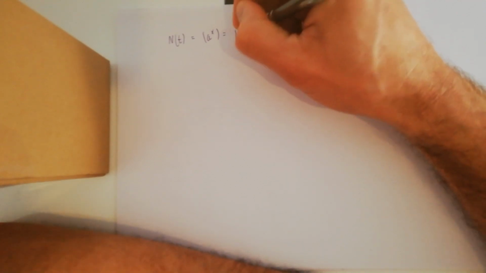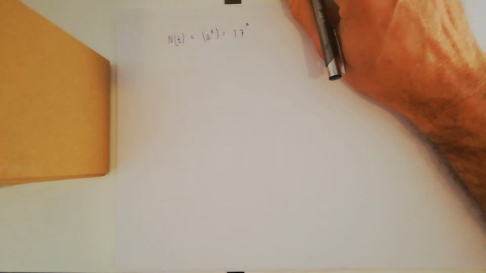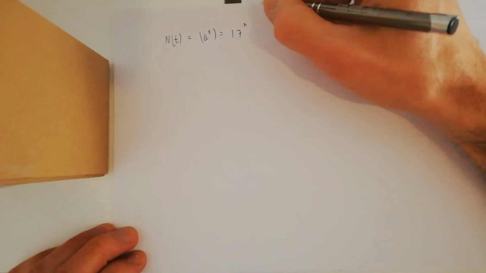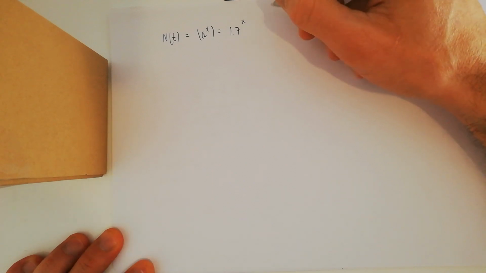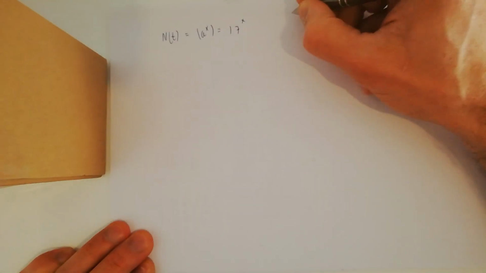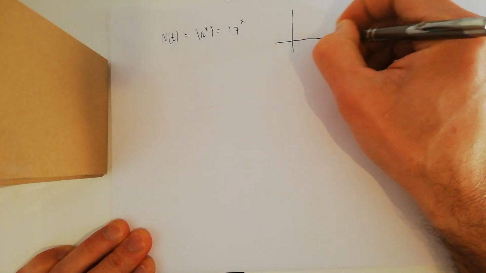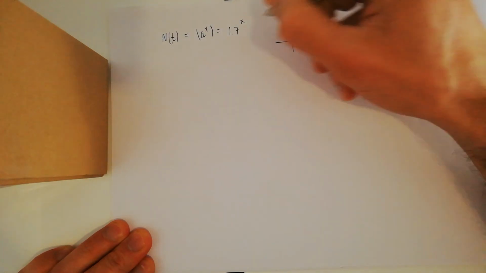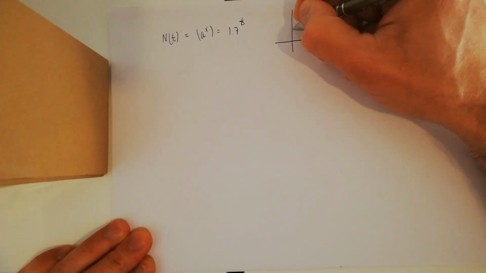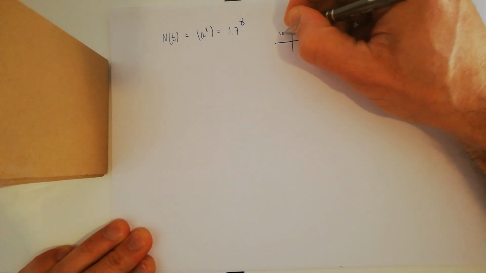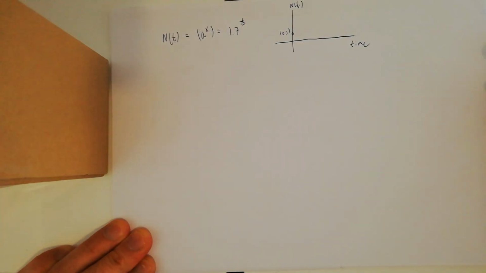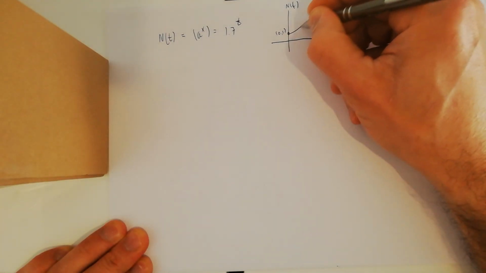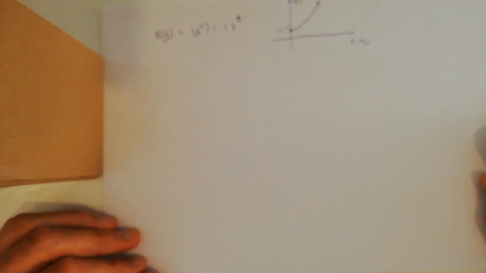I chose the function 1.7 to the power of x, 1.7 because the index at which the disease spreads is about 70%. 70% of people get sick in contact with other people. This function is 1.7 to the power of t, n of 0 is 1, therefore the function starts, let's say this is the time, this is n of t, and this function looks like this and it continues to grow indefinitely.